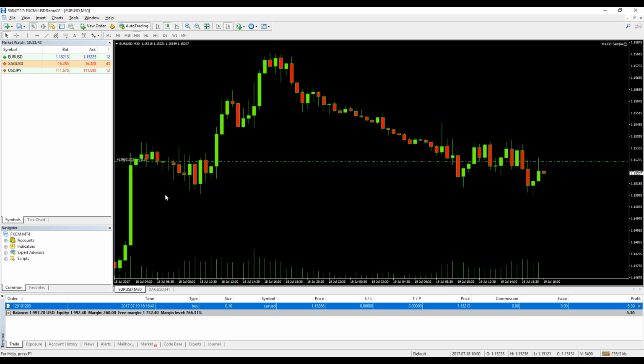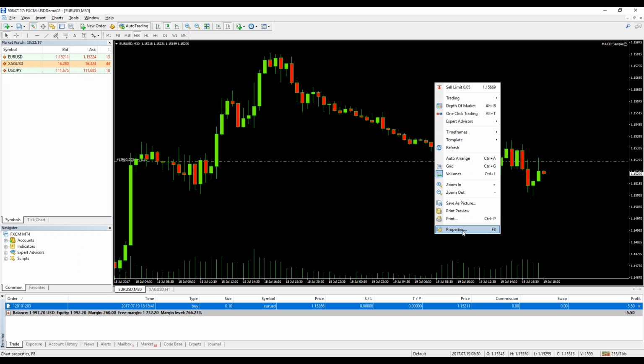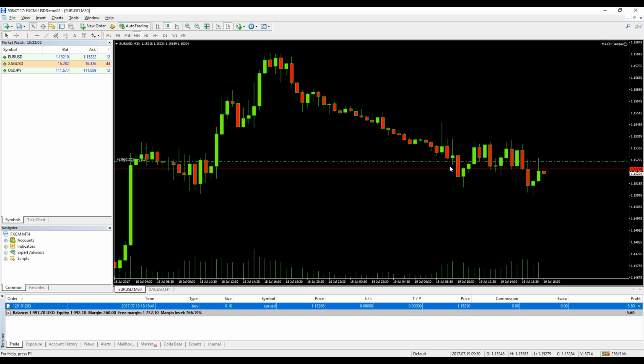This line here should be white across the whole graph. Sometimes it does disappear like that, but I'm just going to add the asking price line again. We right click, say properties, go to ask line, and say okay. You can see here the spread is very small, and that's one thing we're very happy with at FXCM. We have very tight spreads, very tight commissions. But anyway, that's the ask line.